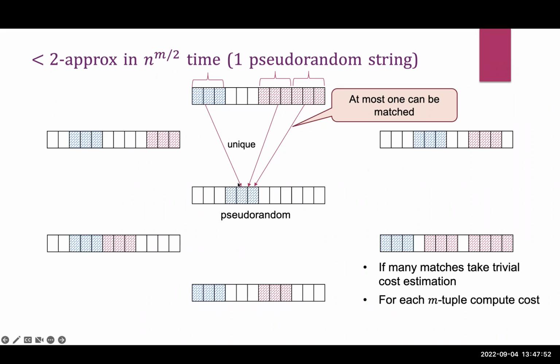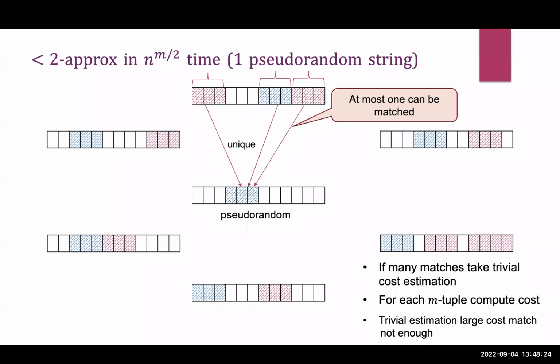You can see this blue color represents one such m tuple, and this is another m tuple. For each such m tuple, we compute their cost using a dynamic program algorithm. Because there are few of them, we can do it efficiently and we stay within our time limit. So for all small cost matches, we can compute their cost. And then the next part is, what about the large cost match substrings?